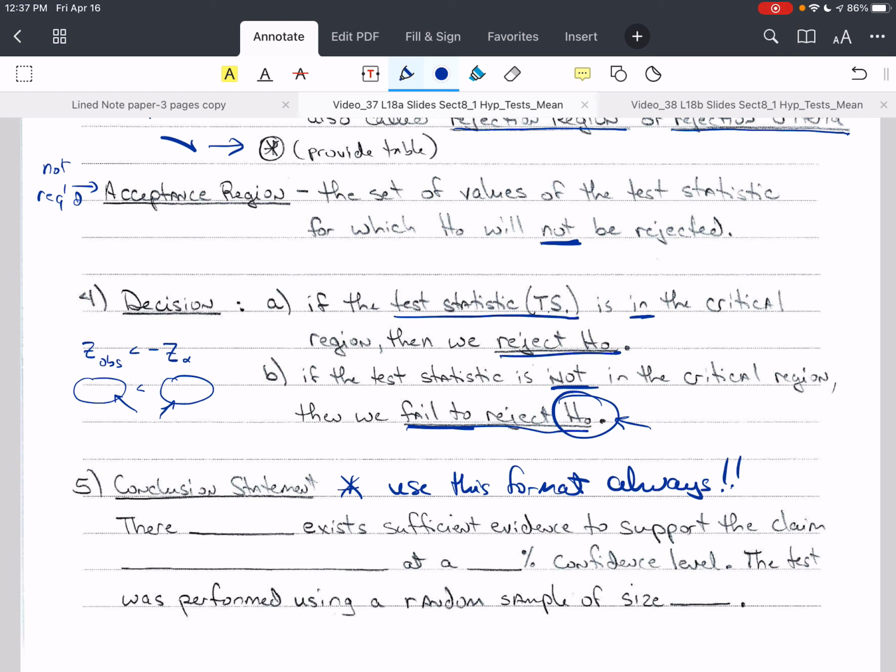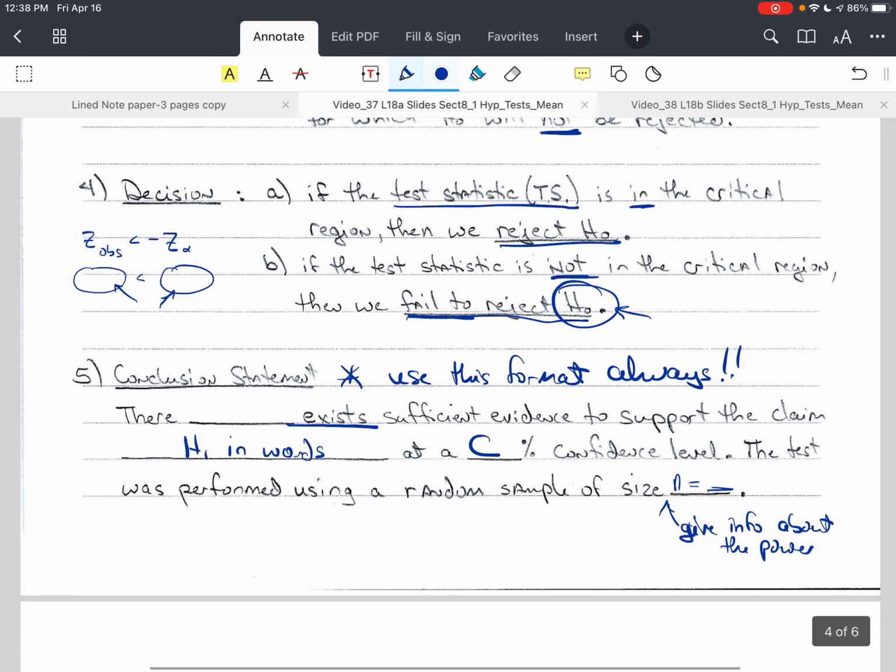Okay? So there exists, we could leave it blank. Actually, maybe I should put the line under it. Sufficient evidence to support the claim. So here we're going to write H1 in words at a blank percent confidence level, so 1 minus alpha, or C. And then we need to say that the test was performed using a random sample of size n equals whatever it was. This gives information about the power of the test. The bigger the sample size, the bigger the power. The smaller the sample size, the smaller the power. Okay? So this is the format you need to use.